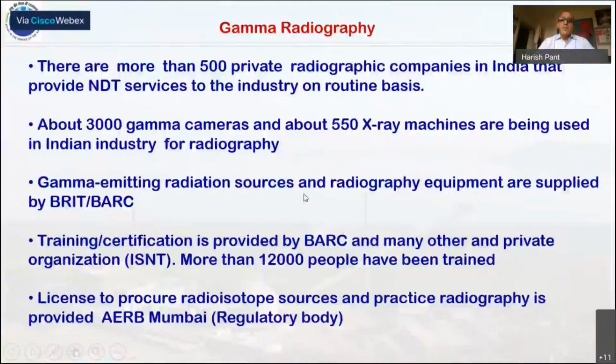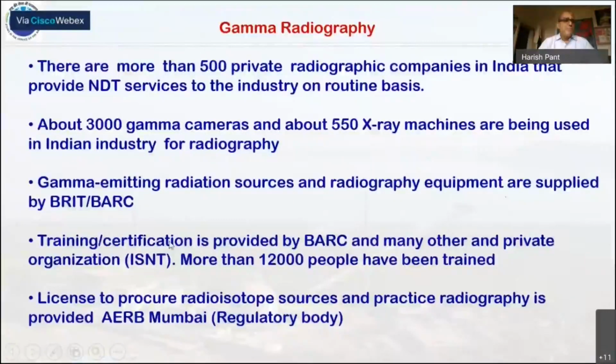Gamma emitting radiation sources and radiography equipment are supplied by BRIT or BRC. All these cobalt-60, iridium-192 or cesium-137 radioisotope sources are produced in BRC, and they are supplied to the industry by BRIT, which is called the Board of Radiation and Isotope Technology, a sister organization of BRC. It's a commercial organization that does all the commercial operations.